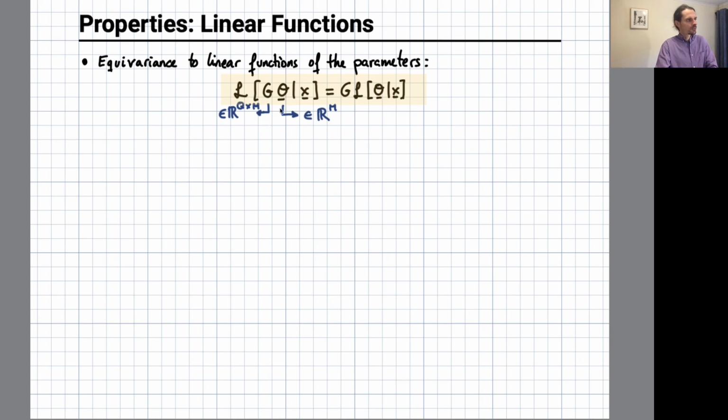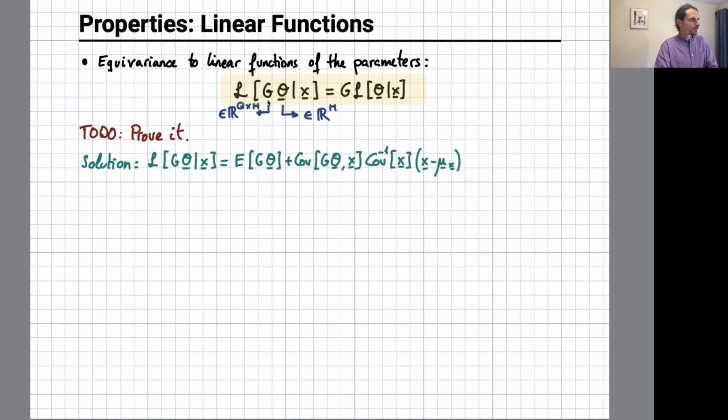Be careful with the dimensions, since this has length m, then G needs to have m columns, but otherwise G is arbitrary, it can be any matrix. As an exercise, I suggest that you stop the tape and prove it. It can be done in just 1-2 lines. Okay, so I hope you made it. The solution is like this.